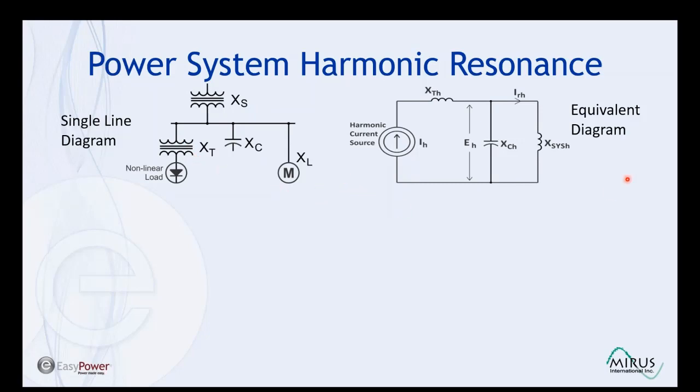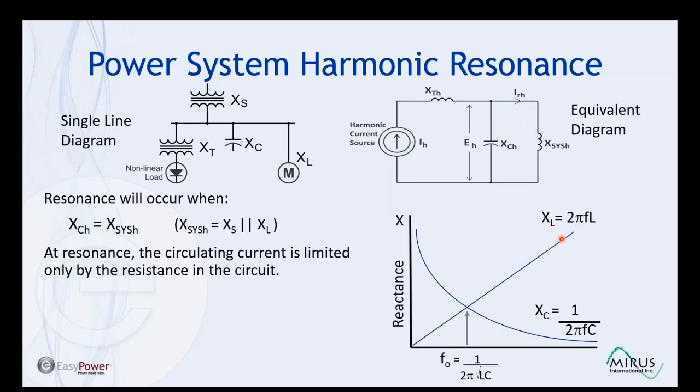This one-line diagram can be shown as an equivalent diagram as we show here on the right side. So here we have our current source of harmonics injecting harmonics back into the power system. The harmonics pass through the transformer's impedance, and then they meet this parallel combination of capacitance and inductance. This is the combined reactance of the capacitors and the combined reactance of the system impedance, the load inductance values, and the power system inductance values. Resonance occurs when these values are equal.